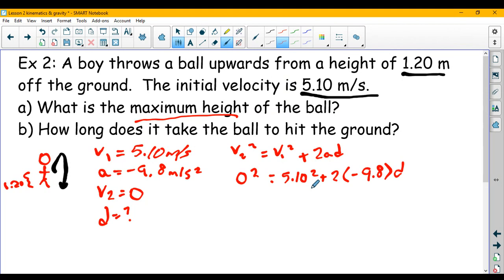I'm going to square my 5.1 and my 0. I know that 0 squared is 0. I know 5.1 squared, when I put it on my calculator, is 26.01. I know that doubling this will give me 19.6. So I have those numbers. I'm good to go. Now I just need, don't forget the D, I need to now simplify. This is going to come to the other side and become negative, right?